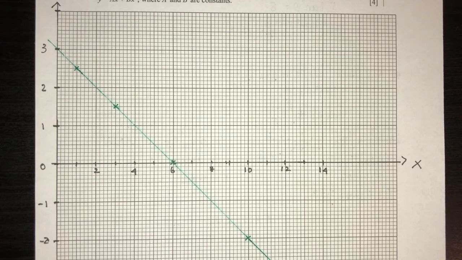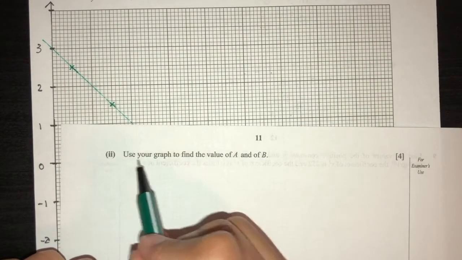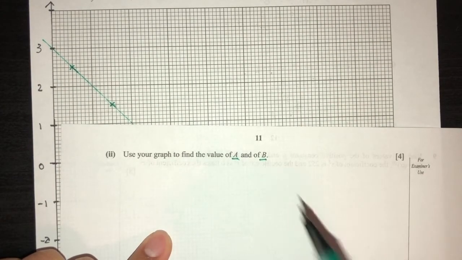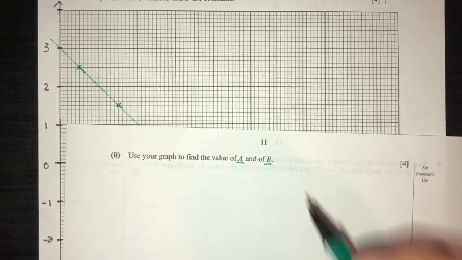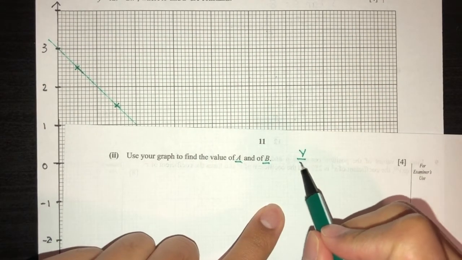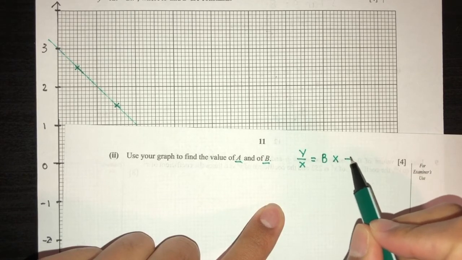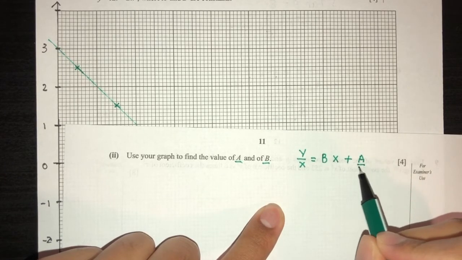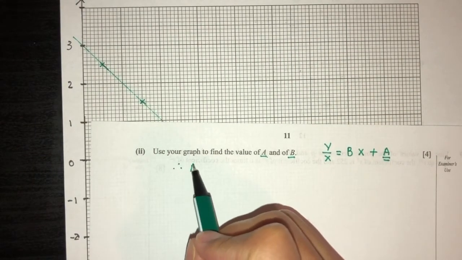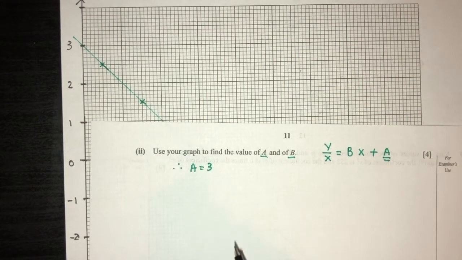Now let's find where is part 2. Okay, part 2 says use the graph to find your value of a and b. So pretty easy. The equation that we have was y over x is equal to bx plus a. A is your y-intercept. As you can see, it is 3. So from here you have a is equal to 3.